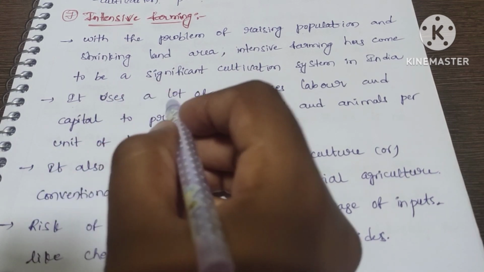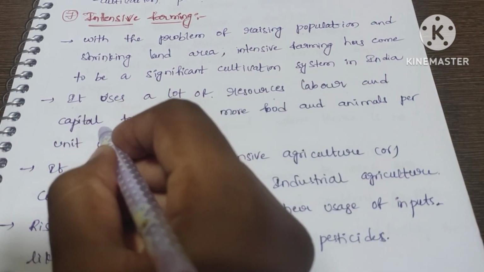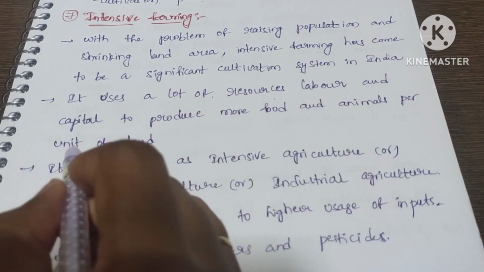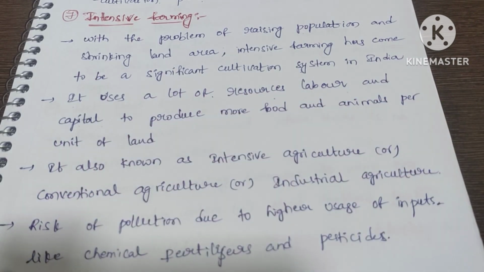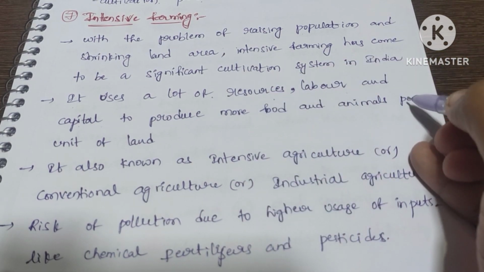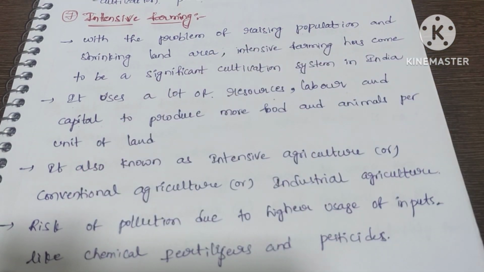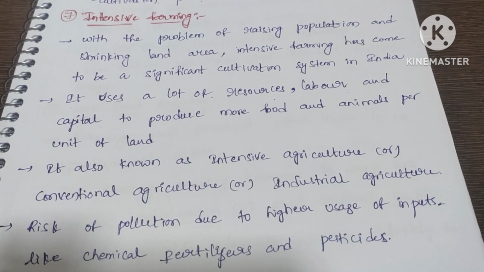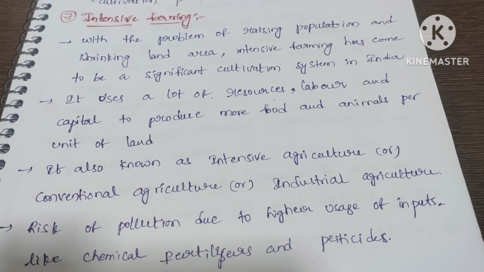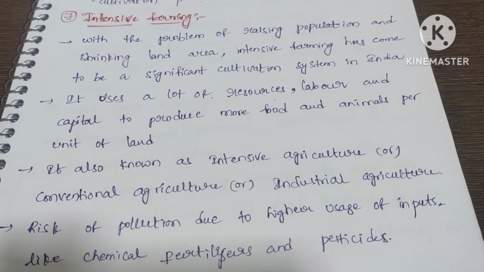What does it mean? It uses a lot of resources, labor and capital to produce more food and animals per unit of land. This is the main aim of intensive farming, and this is also the definition of intensive farming. That is, we have to produce more food and animals per unit of land to compensate the problem of rising population and shrinking land area. It is also known as intensive agriculture or conventional agriculture or industrial agriculture.